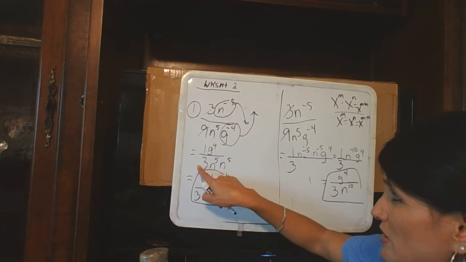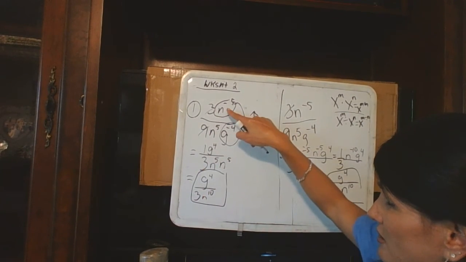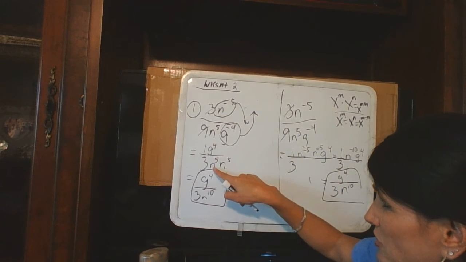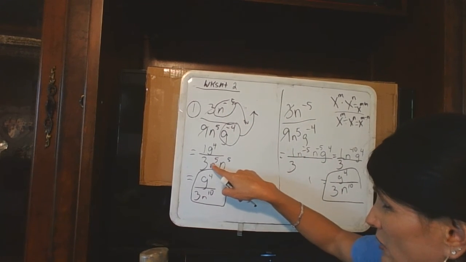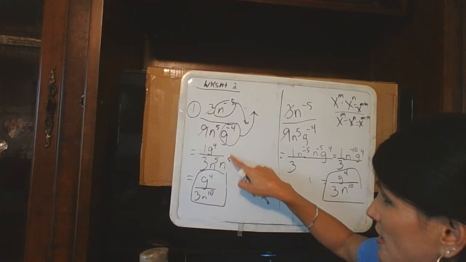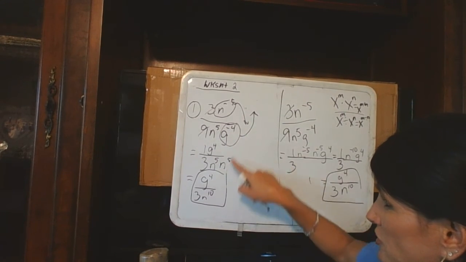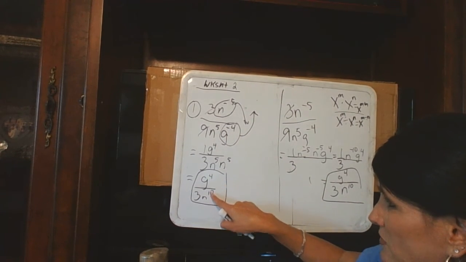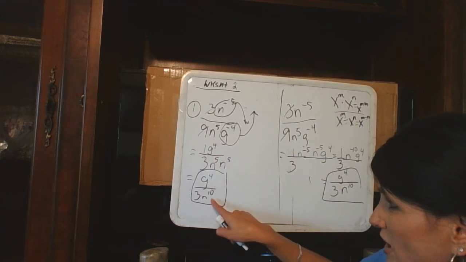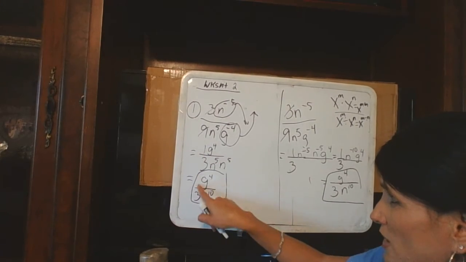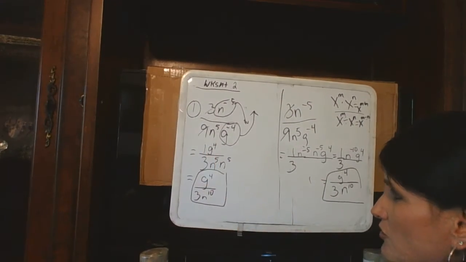So we reduced, we got 1/3. We took the n to the negative 5 and we changed it to positive 5. Now I have both n's on the bottom. The g to the negative 4, we moved it to the numerator and we made it positive. Then I simplified 5 plus 5 and I got 10. I took off the 1 because 1 times anything is itself.